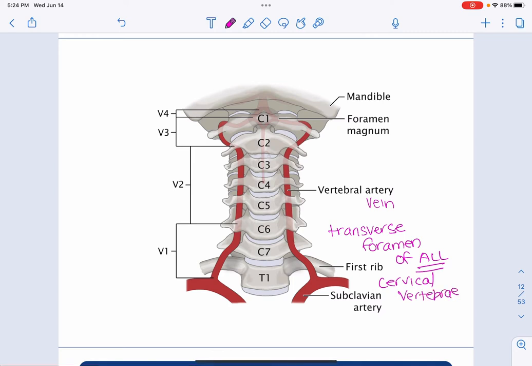So this image is a little deceiving because it looks like it's not traveling through a transverse foramen of C7, but it is in fact. There is a little hole here, so I'm going to draw it here so it's not to be confused that all cervical vertebrae have a transverse foramen through the transverse process.